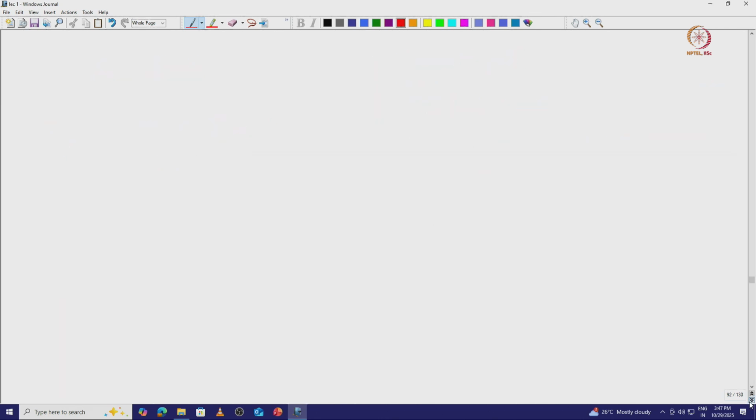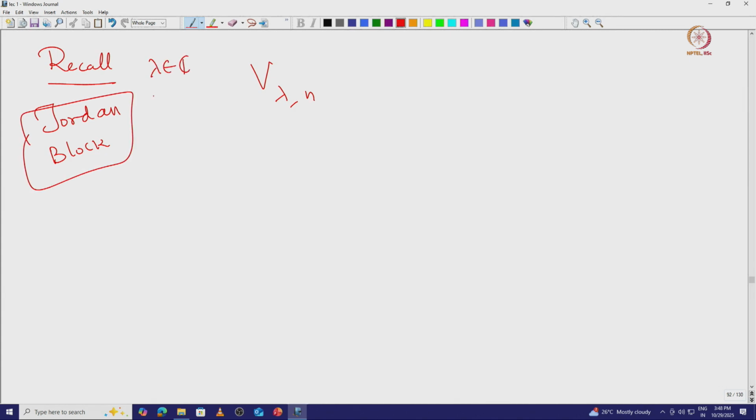So, let us try to understand this correspondence very well. For that, let me first recall what the Jordan block is. The Jordan block is given by the Jordan block matrix, but let me write it in terms of the operator. Given lambda in C and n greater than or equal to 1, we define the corresponding Jordan block, which is an operator on C n, which acts as follows.